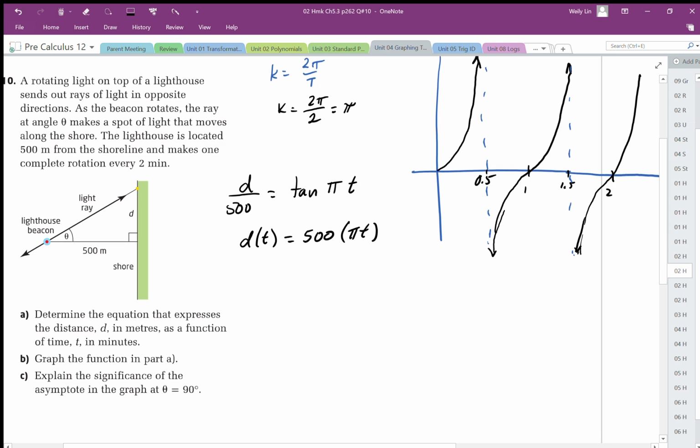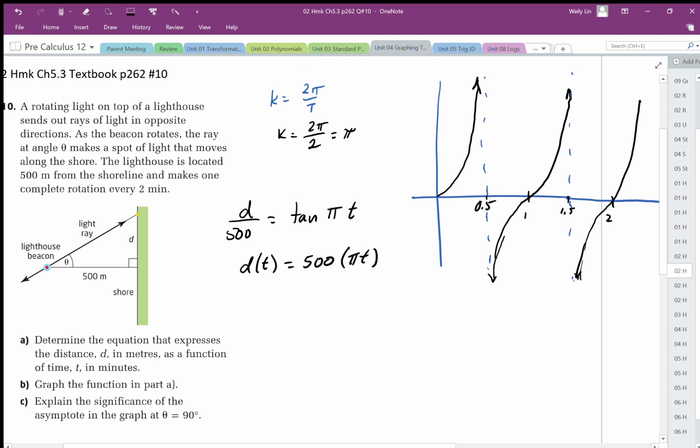So part C, explain the significance of the asymptote of the graph when theta is equal to 90 degrees. At 90 degrees, if we take a look at this light, it's going to be pointing straight up this way, and the d value will never actually touch this wall. So d will be infinite. So that's what's happening out here at 90 degrees, okay, which is at 0.5 minutes.